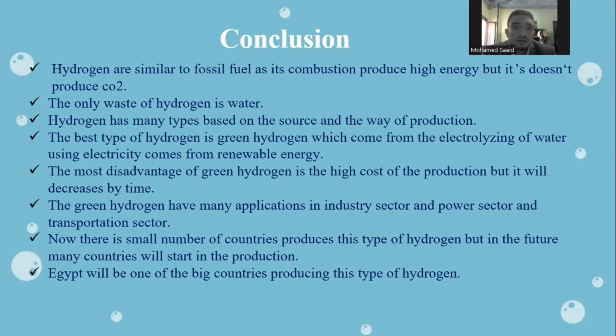The best type of hydrogen is green hydrogen, which comes from electrolyzing of water using electricity that comes from renewable energy. The main disadvantage of green hydrogen is the high cost of production, but it will decrease by time. Green hydrogen may have many applications in the industrial sector, the power sector, and the transportation sector.